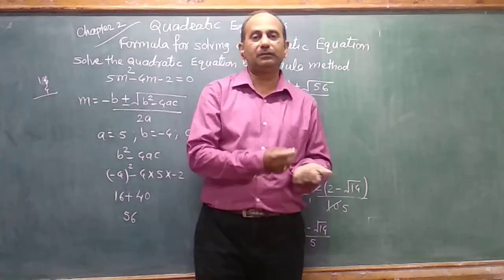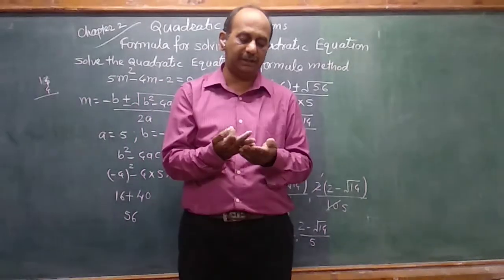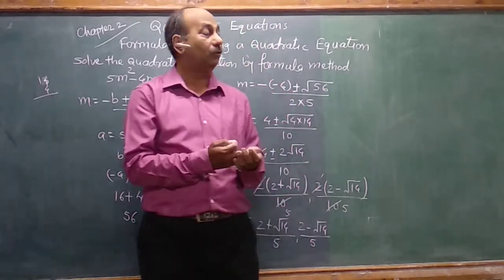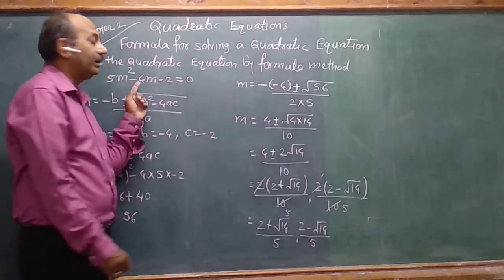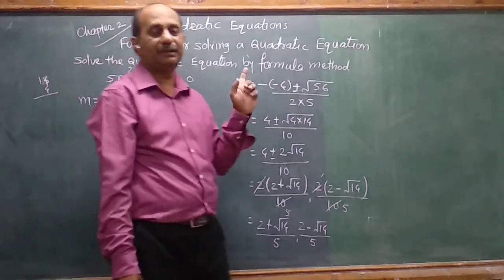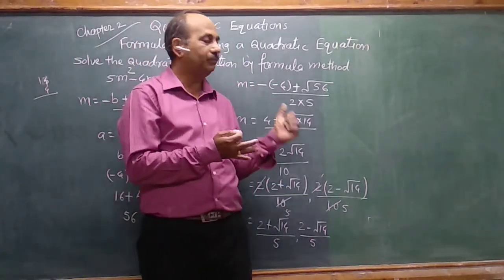So I think this is a very important aspect as far as the quadratic equation is concerned, and we have seen how to find the formula for the standard form of the quadratic equation, that is ax square plus bx plus c is equal to 0, and then we have taken one example of this.